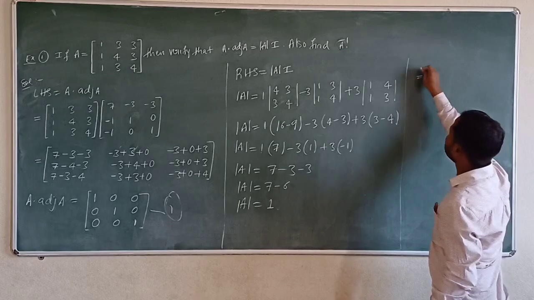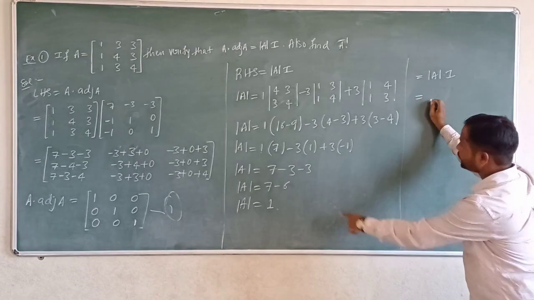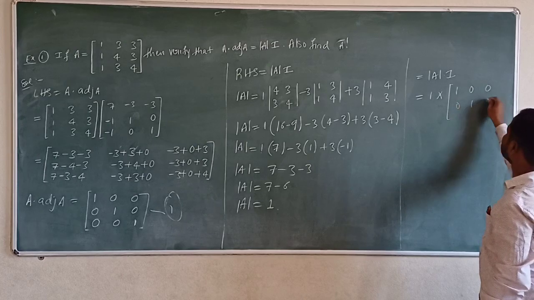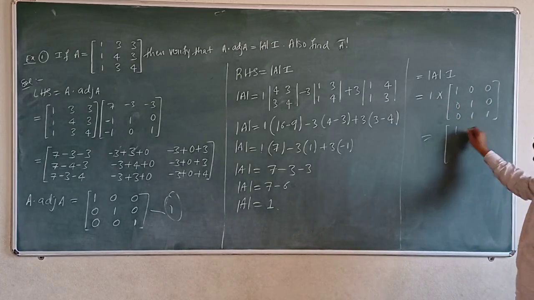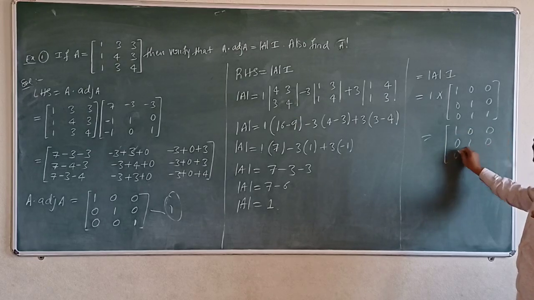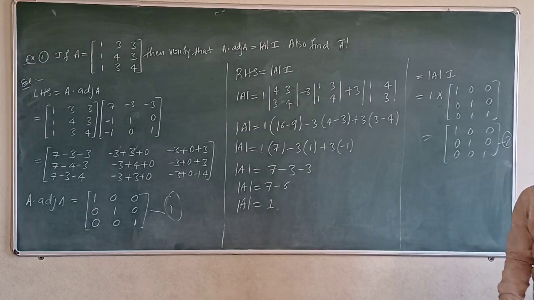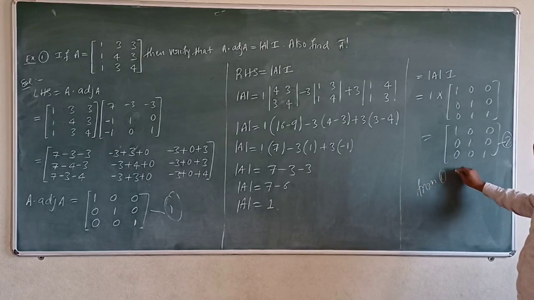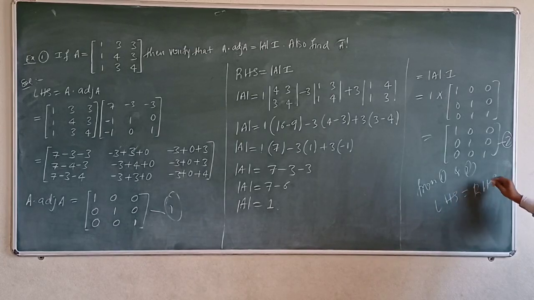Take up the RHS part. The RHS is the determinant of A into I. What is the determinant here? 1. 1 into what? I meaning identity here. 1 into identity matrix again, which matrix here? Identity matrix only. Take this as equation number 2 now. No doubt, LHS equals what here? RHS. So therefore from 1 and 2, LHS is equal to RHS now.